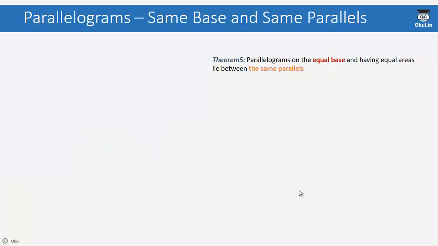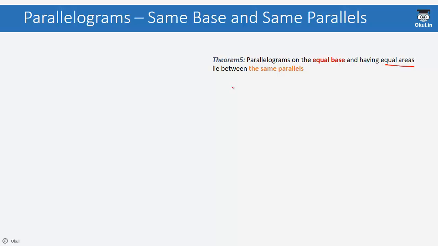Now theorem 5. Theorem 5 is again an inverse of theorem 4. It states that parallelograms on equal bases and having equal areas lie between the same parallels. Now let us prove this theorem.